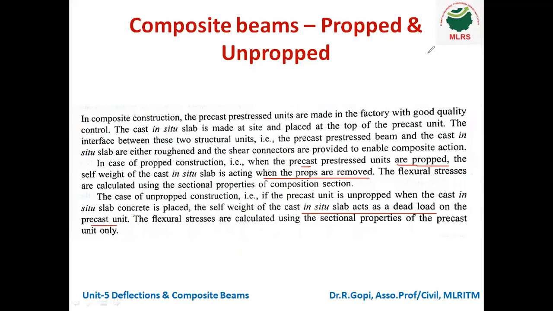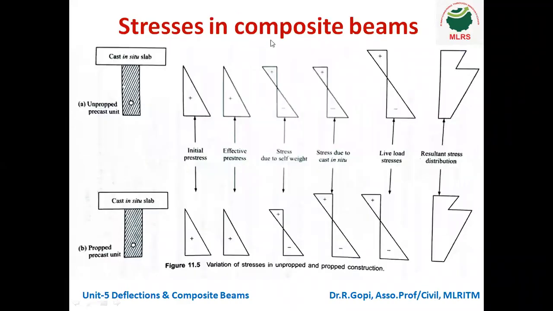Okay, students. So this is the propped construction and unpropped construction. Here you can see the resultant stress diagram. First we will discuss the propped construction. This is your propped precast unit. You can see this is the rectangular precast concrete beam, and this is the cast in situ slab.